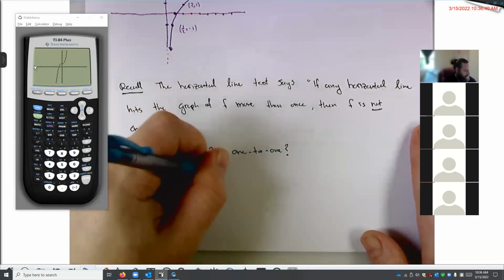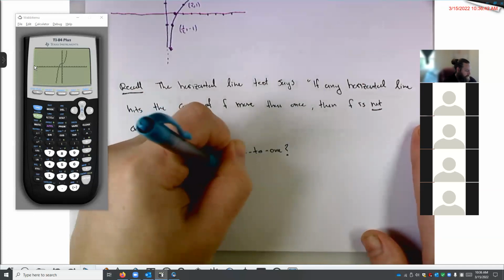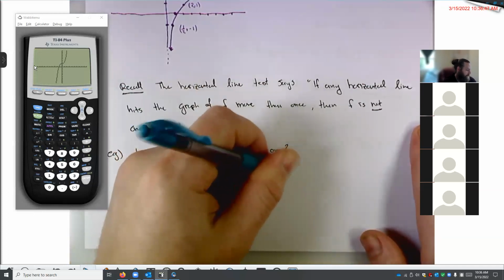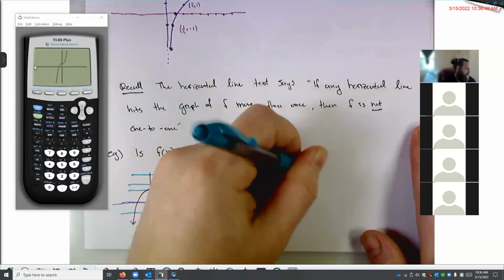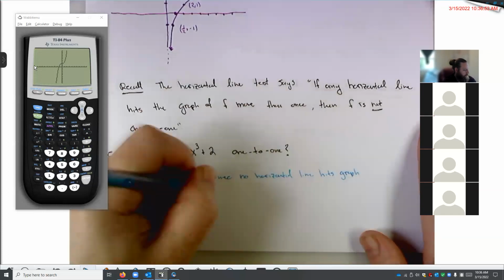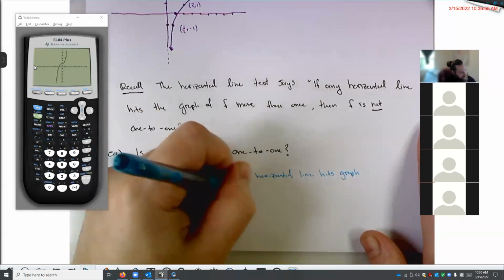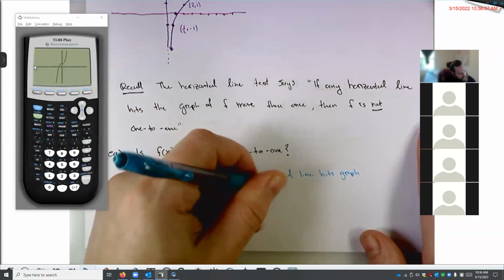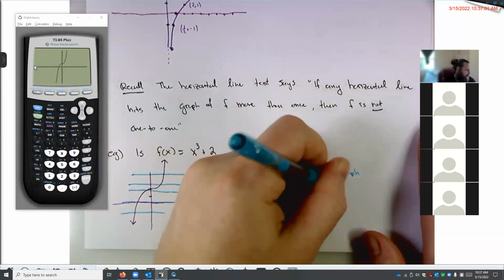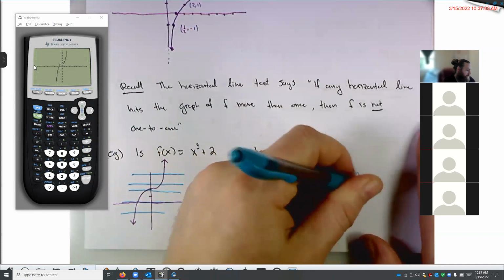So since no horizontal line hits the graph more than once, f is 1-to-1.